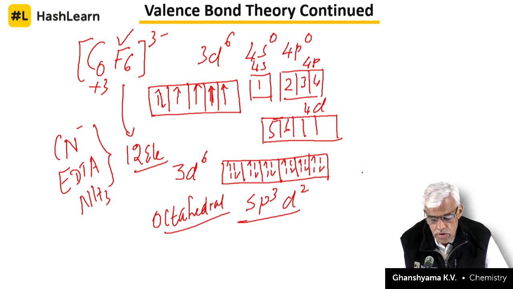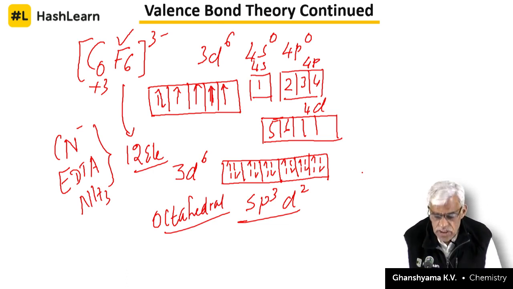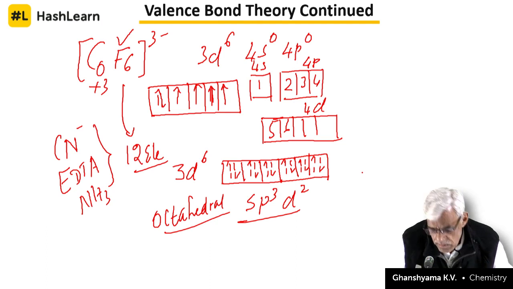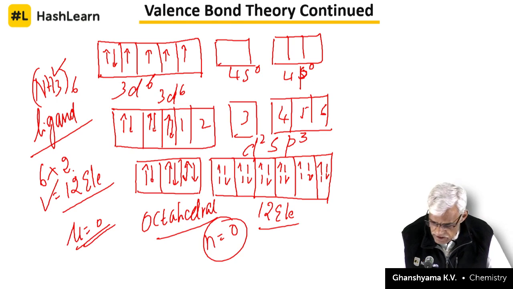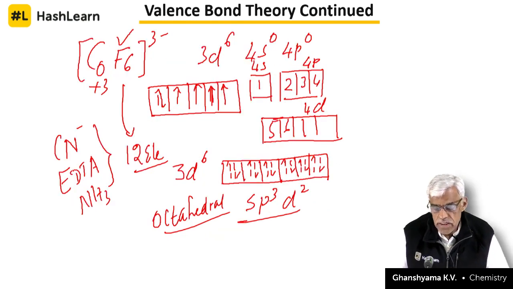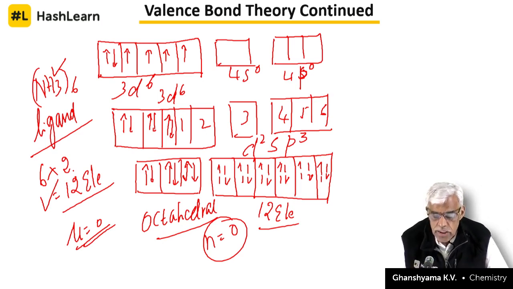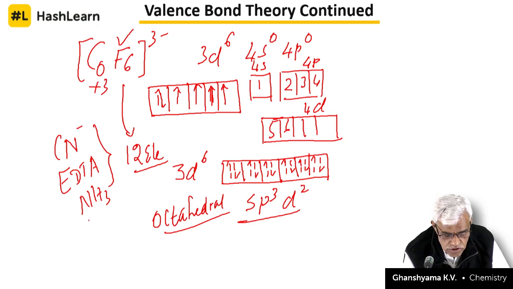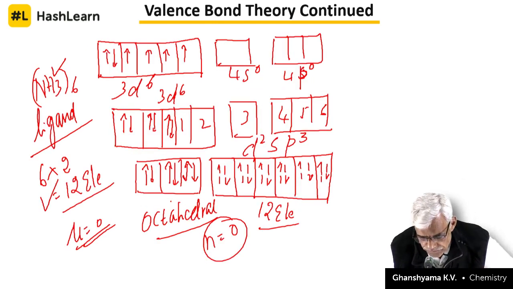sp3d2. So octahedral shape, coordination number 6, hybridization 6 orbitals combine, but the difference is here inner d is used up, here outer d is used up. Therefore this is called the inner complex, and that's called the outer complex. So this is called the outer complex, and this is called the inner complex.